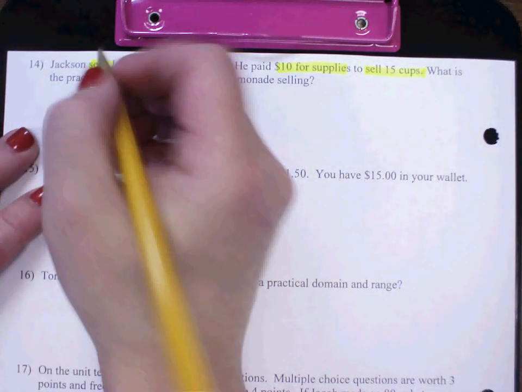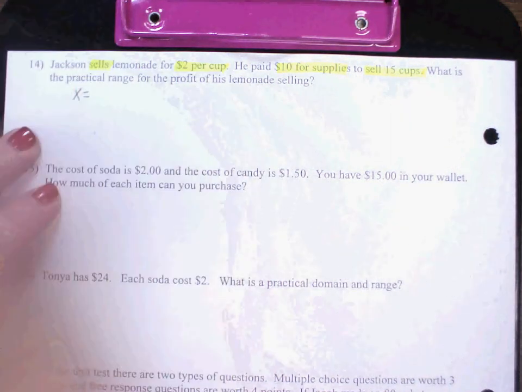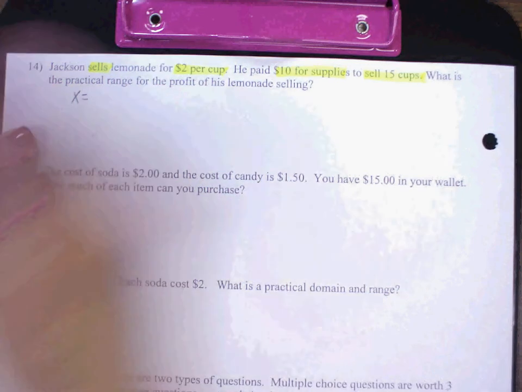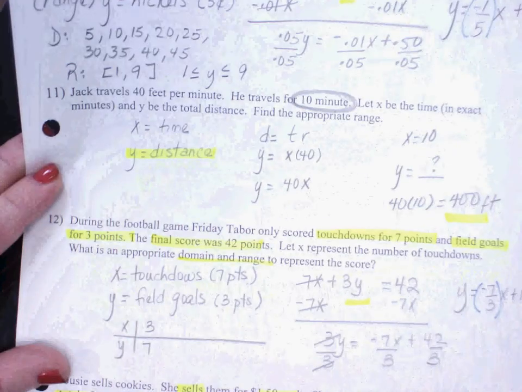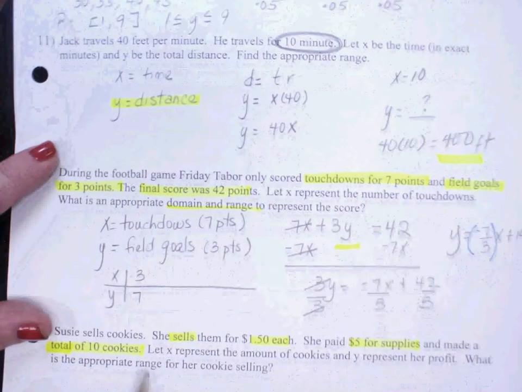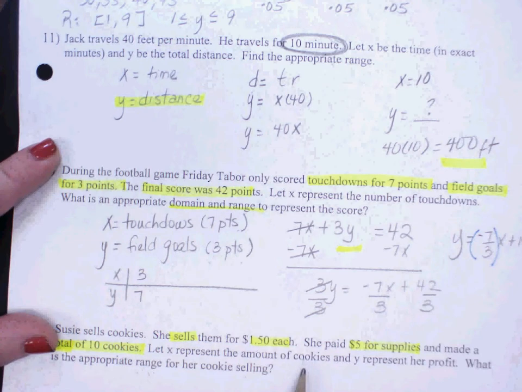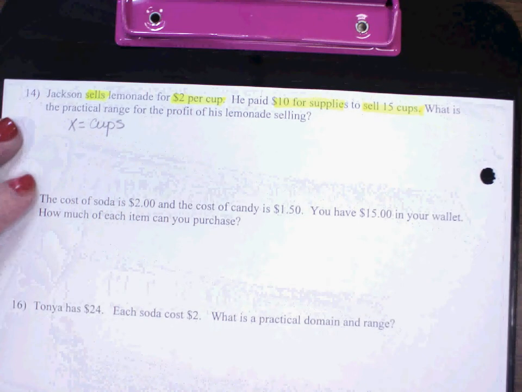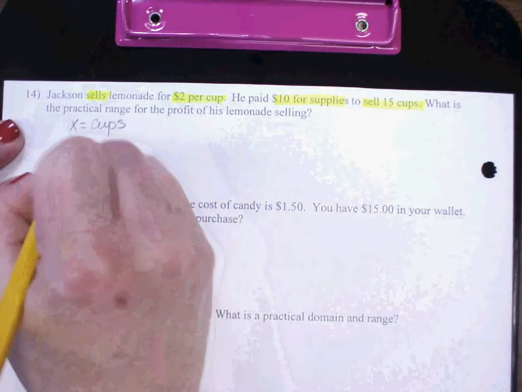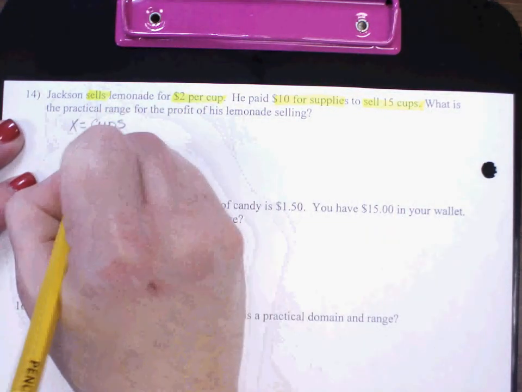Okay, so what is X? The cups. The cups of lemonade, right? What was X over here? The amount of cookies. It's the same thing, but instead of cookies it's the amount of what? The amount of lemonade cups. And what is Y? Profit.